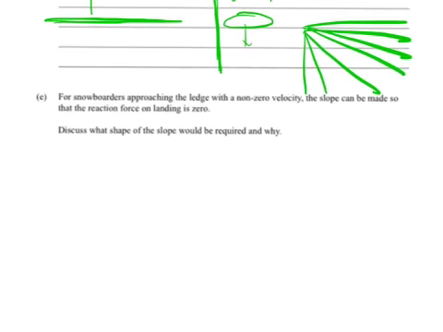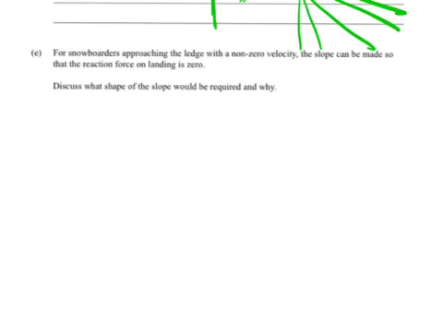E. For the snowboarder approaching the ledge with a non-zero velocity, so that is, they have a horizontal velocity to start with. Okay, just remember that. So horizontal velocity, which will be constant. Remember, it's projectile motion essentially when they're going off the cliff. So horizontal ledge, non-zero velocity. The slope can be made so that the reaction force on landing is 0. Explain what shape of the slope will be required and why.